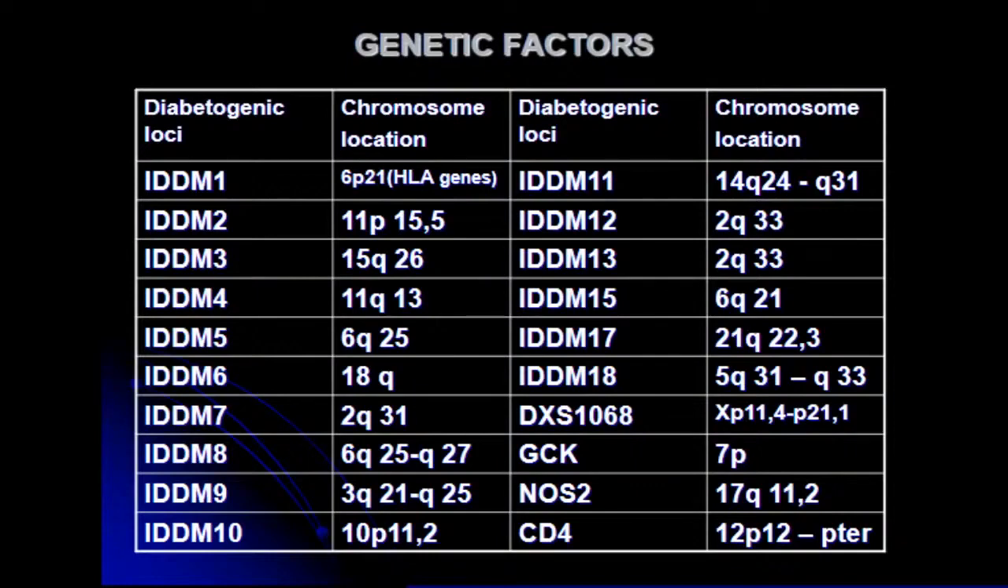You may see common genes with their chromosome location. The main one is IDDM1, where location human leukocyte antigen region. A genetic predisposition depends on diabetogenic genes on the short arm of chromosome 6, where location human leukocyte antigen region. If a mother suffers from diabetes mellitus, risk for a child is 3%. If father, 9%. If both parents, the risk for diabetes mellitus is increased up to 30%.